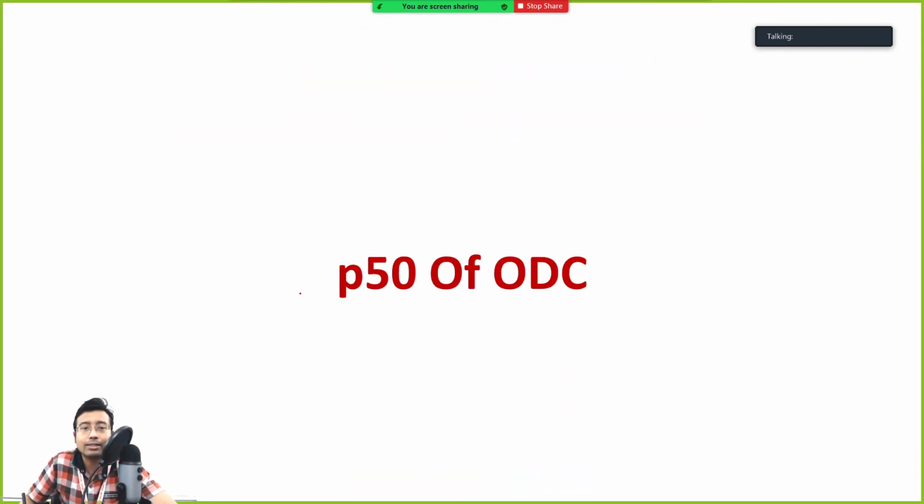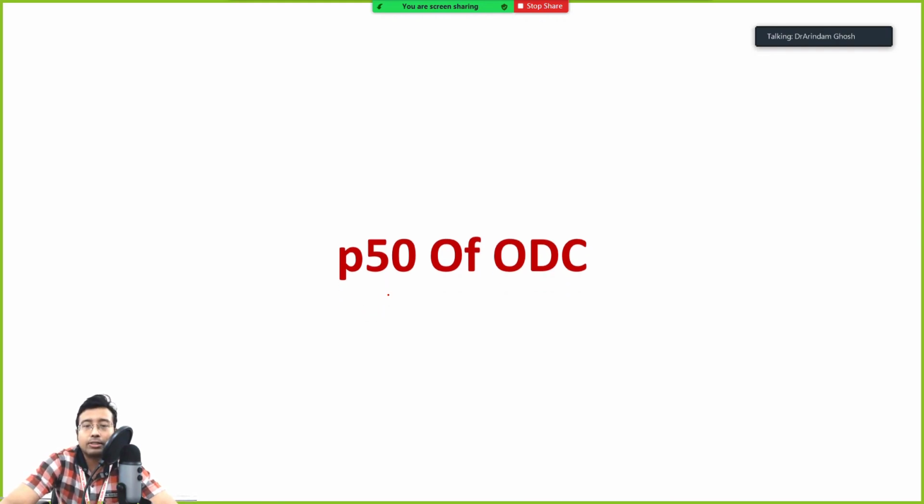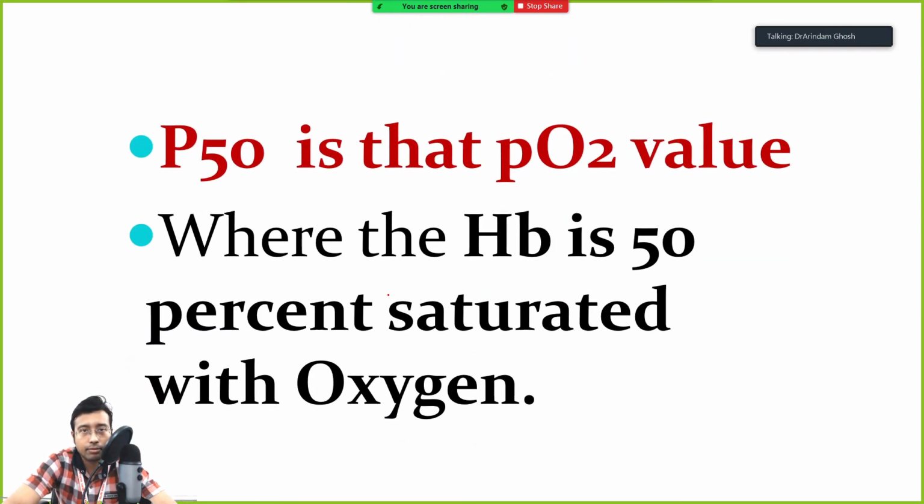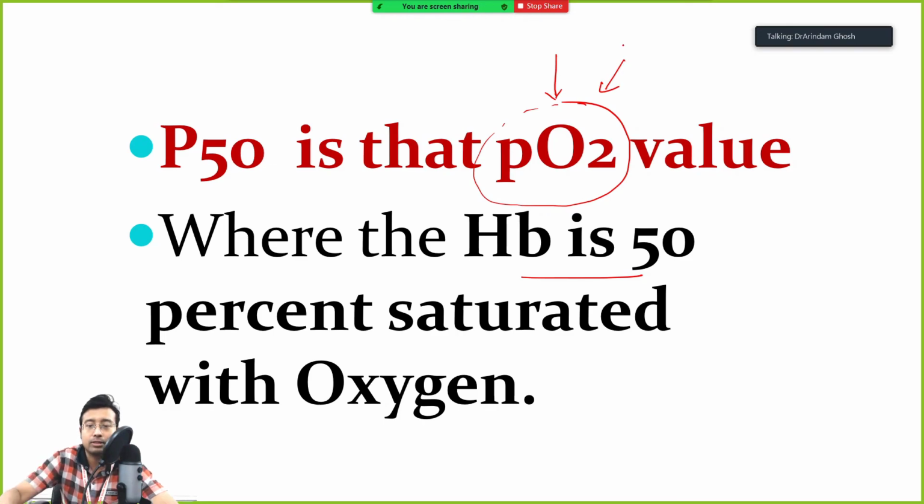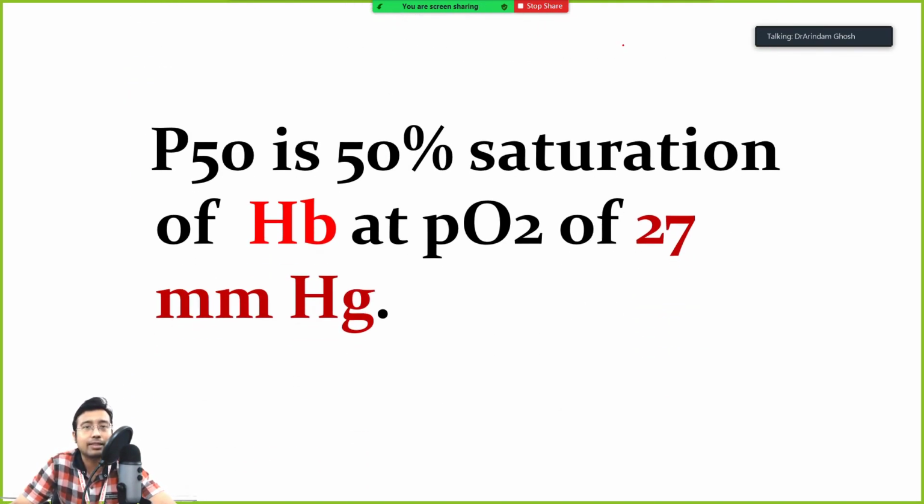Okay, so what is the P50 of this oxygen dissociation curve? P50 is that PO2 value at which hemoglobin is 50% saturated with oxygen, right? The value is in millimeters of mercury, that is, it is the value of partial pressure of oxygen at which hemoglobin is 50% saturated. What is the actual value at which hemoglobin is 50% saturated? It is in reality 27 millimeters of Hg.